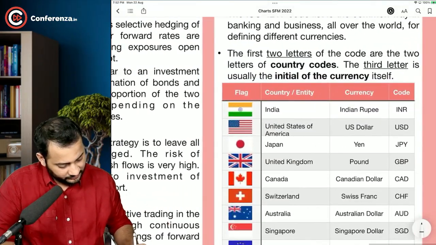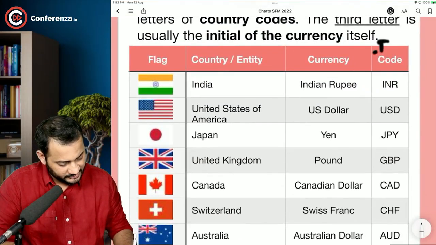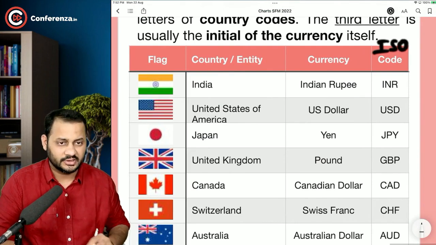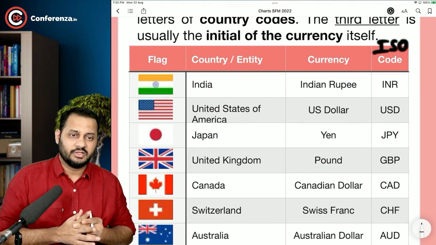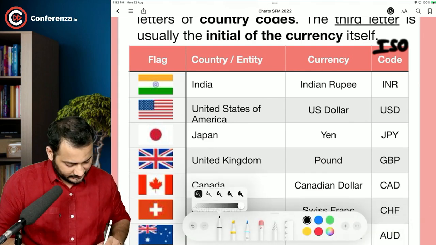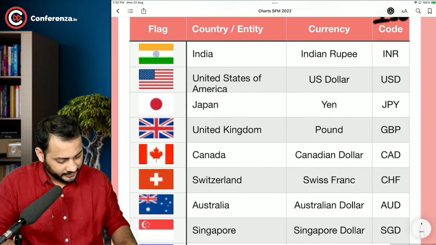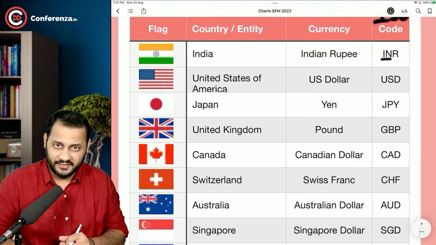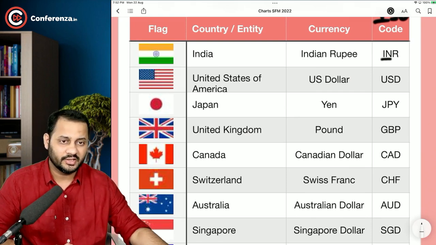International Organization for Standardization. It is called the International Organization for Standardization. So these are the ISO codes. Now understand, I hope I have explained this in the previous chapter as well, but I will just repeat it. The first two letters indicate the country, that is IN for India.